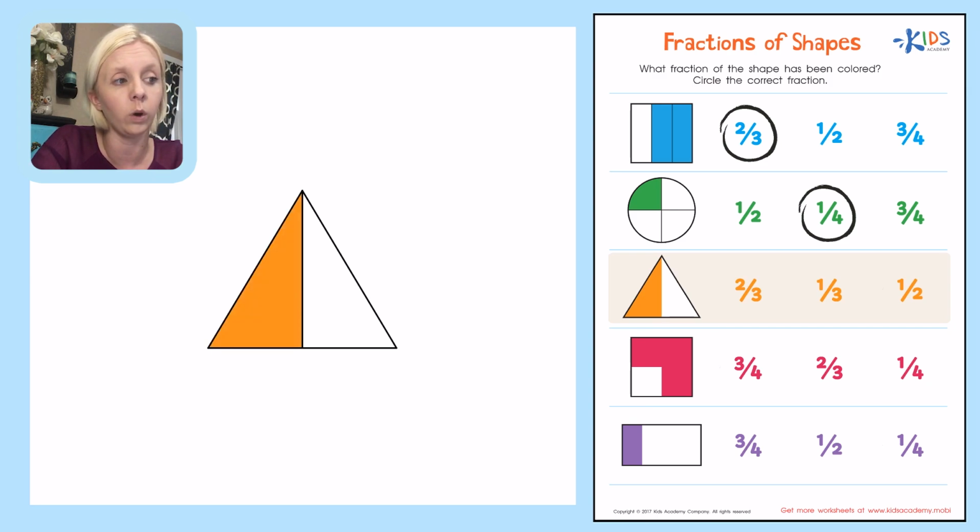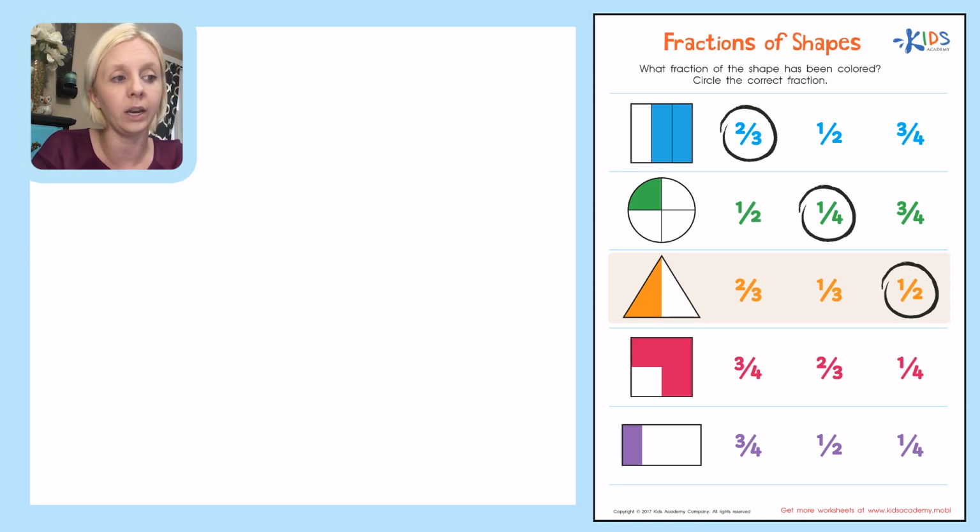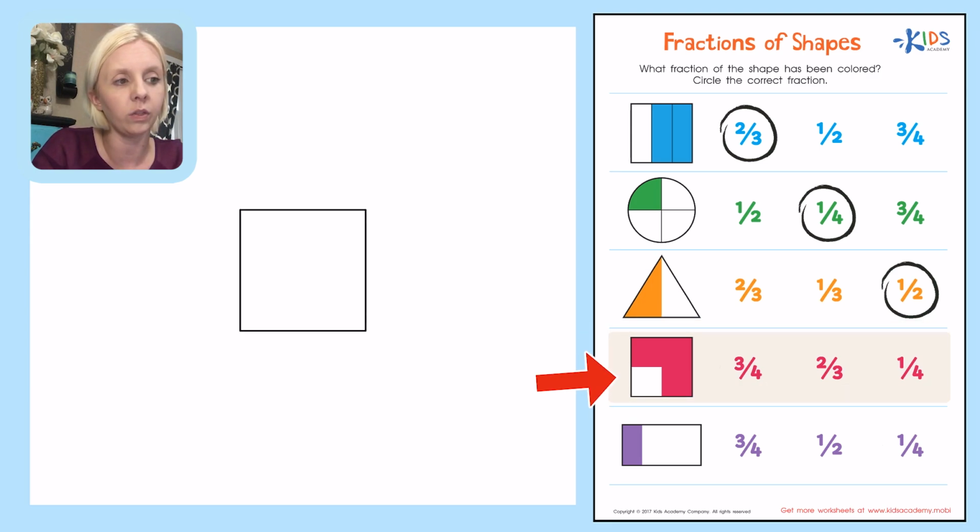If it's shaded in, one of them will look like this. Is that what our triangle looks like? Yeah, that's correct. So this is our answer, 1/2, okay? The next one is a square, okay? And we've already talked about a square, but we can see that there is no line that makes it really easy for us to figure out how many parts there are here.